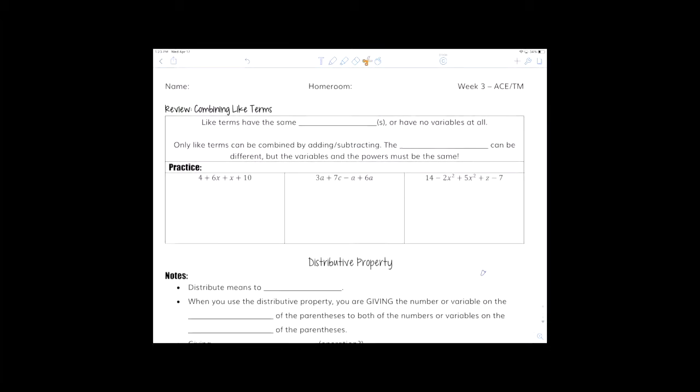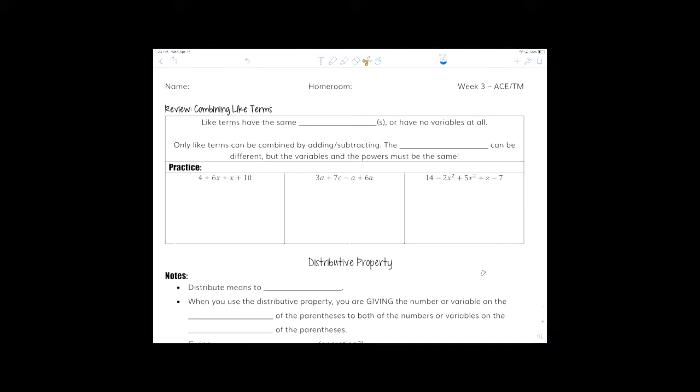So let's start with a little bit of review of what we did last week. What did we do last week? You remember? I know some of you weren't here, but some of you were. There may be a hint right there. Combining like terms. Okay, last week we combined like terms.